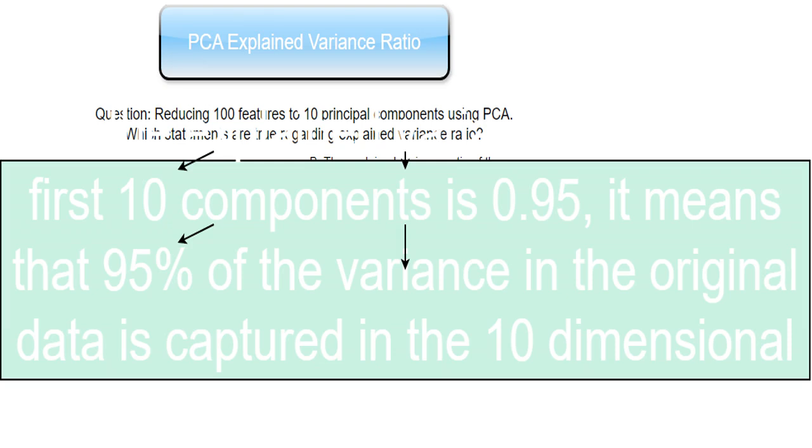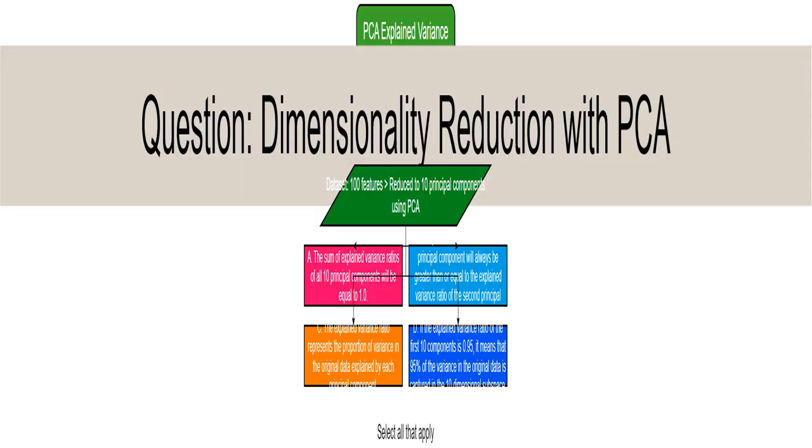This statement explains how we interpret the explained variance ratio. If the first 10 principal components explain 95% of the variance, it means we've captured almost all of the important information from the original data using just 10 dimensions instead of 100. We've successfully reduced the dimensionality without much loss of information. That's a win.